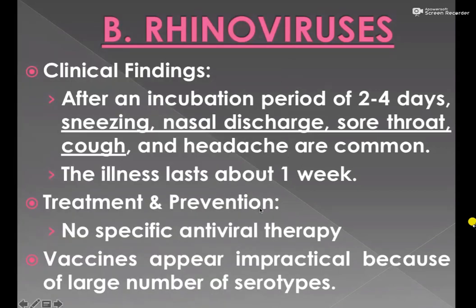Clinically, after a very short incubation period of 2 to 4 days, there will be sneezing, nasal discharge, sore throat, and possibly a mild cough. Headache is also common. So there will be mainly sneezing and nasal discharge. The illness lasts about 1 week and is mild and self-limited. There is no antiviral and no vaccine. A vaccine is difficult for this virus because there is a very wide range of types, more than 100 serotypes. So it is very difficult to give a vaccine for rhinoviruses.